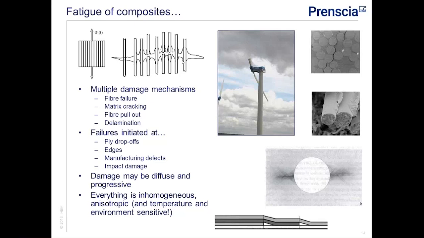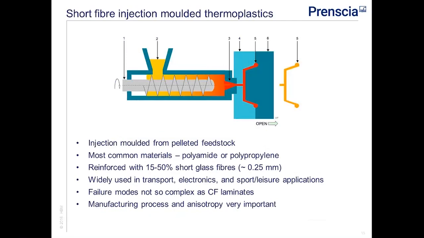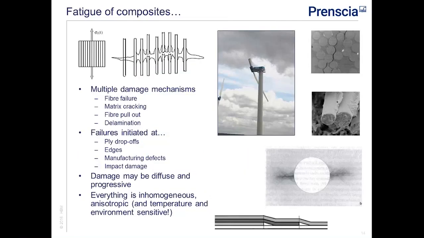The other thing is that these materials are in general inhomogeneous, highly anisotropic, and very often they are very sensitive to the temperature and sometimes also to environmental factors such as the relative humidity. And it's this sensitivity to the manufacturing process in particular that means that when analysing these materials, we need to use a through process approach.